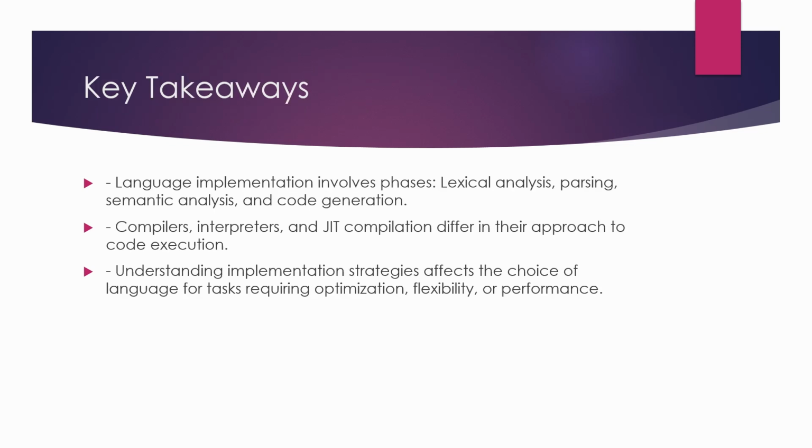To recap, language implementation involves several phases: lexical analysis, parsing, semantic analysis, and code generation. Understanding how compilers and interpreters work helps in choosing the right language for specific tasks. JIT compilation offers a balance of speed and flexibility, and different languages implement these strategies in various ways.